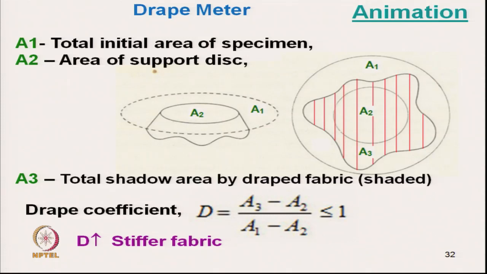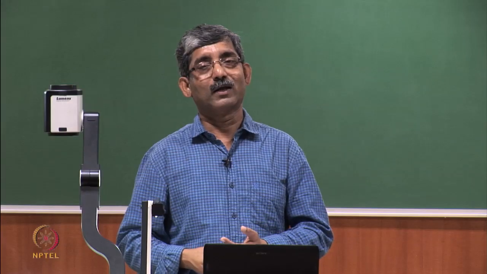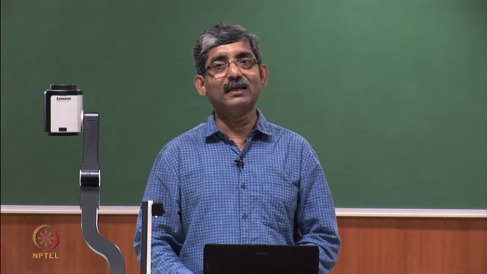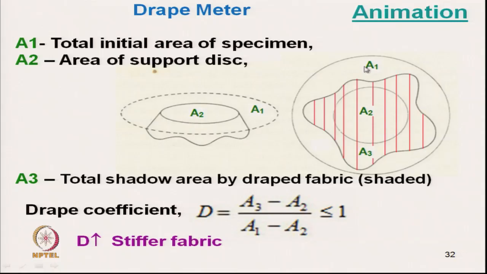Now, in place of fabric, suppose we use cardboard. Then A3 will be equal to A1, because there is no drape at all. So, A3 is replaced by A1. In that case, the numerator and denominator become the same, so the D value will be 1.